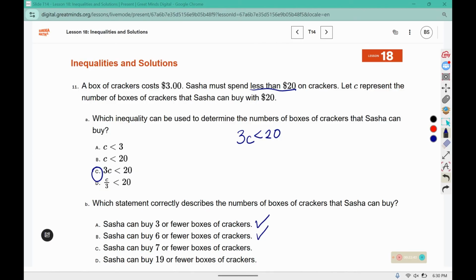3 times 7 is 21, so she can't buy 7 or fewer. Sasha can buy 19 or fewer? 3 times 19 would be much more than $20. So B would represent the best statement. She could buy 3 or fewer, but we want to see how much she can buy. At most would be 6 boxes.